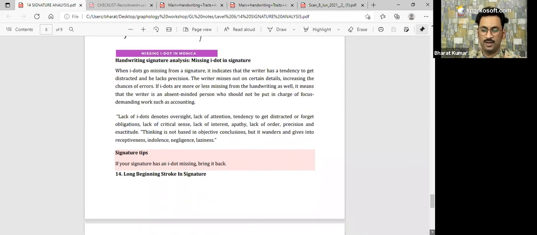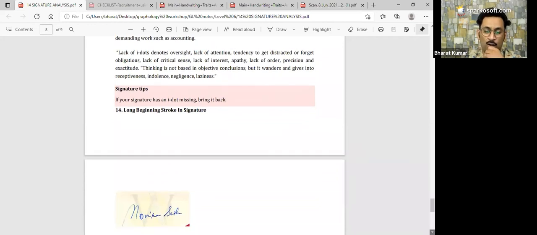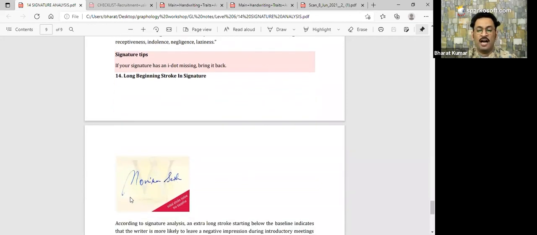Next, a long beginning stroke. If in the start you have a long stroke, please remove this. Yes, you can have this signature. I like this kind of signature. This is a good signature now.